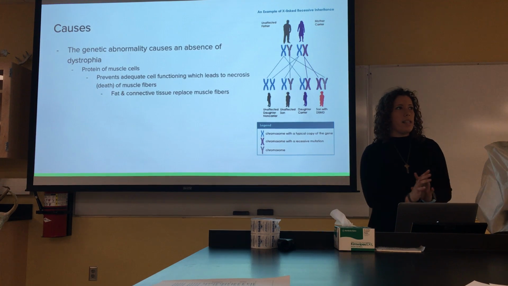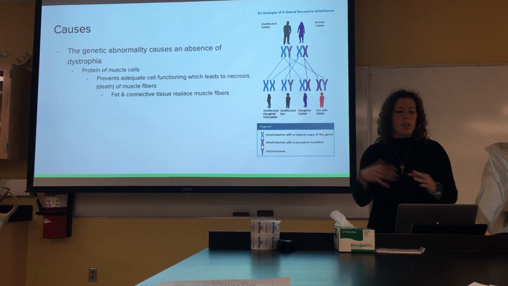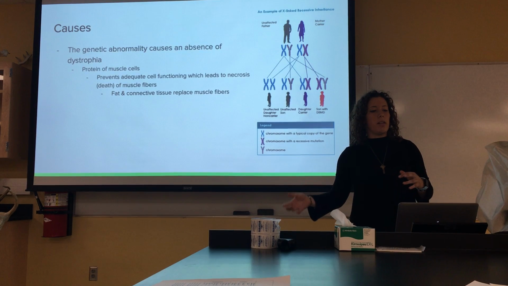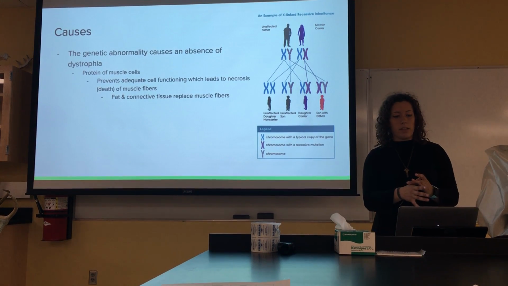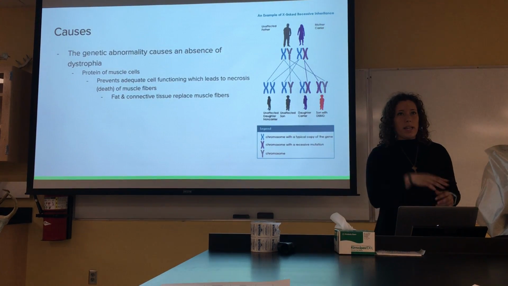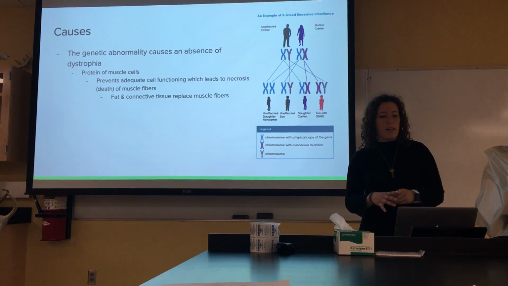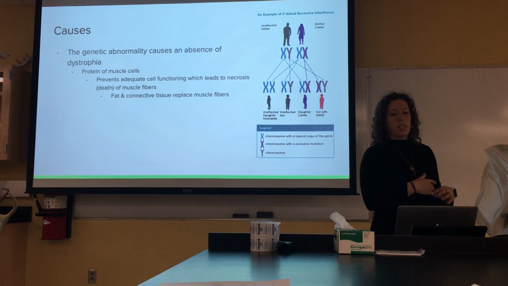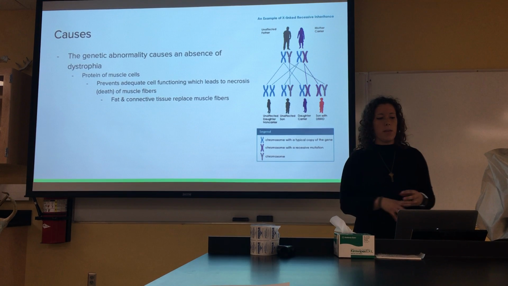So like I said, it is a genetic disorder, and it's caused by the absence of dystrophin, which is a protein of muscle cells. Because of that absence, it prevents adequate cell functioning, which leads to necrosis, or the death of muscle fibers.